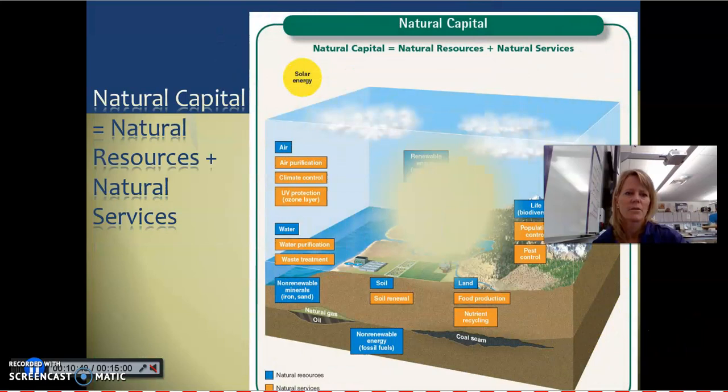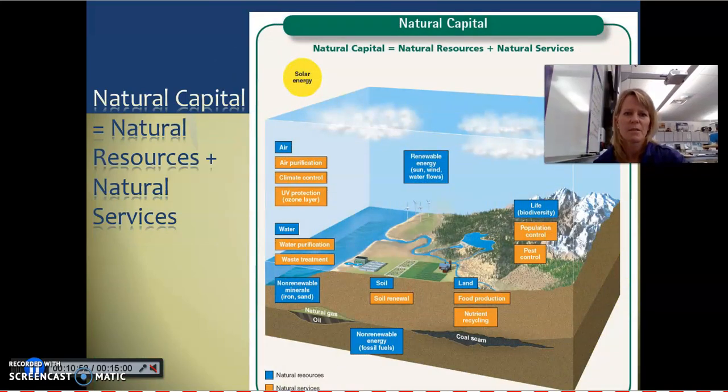Okay, so this is a good little graphic that shows some of the more examples. Your natural resources are blue, and your natural services, those jobs, are going to be in orange. So just going over one example, if the natural resource is land itself, what does land do for us? It provides food, it allows for nutrients to cycle through the biosphere and the atmosphere and the geosphere.